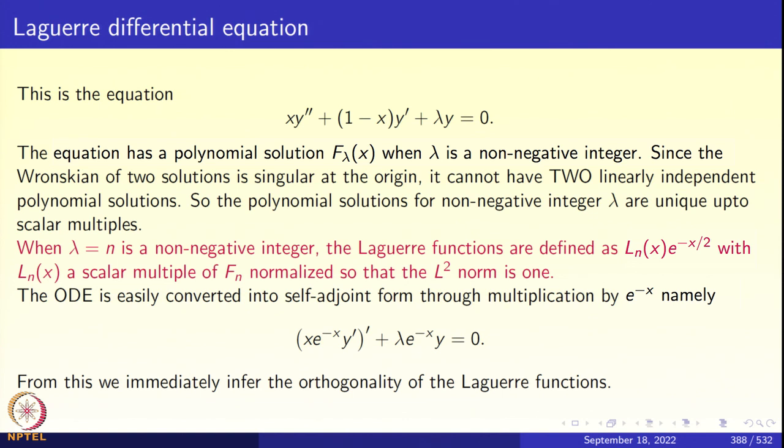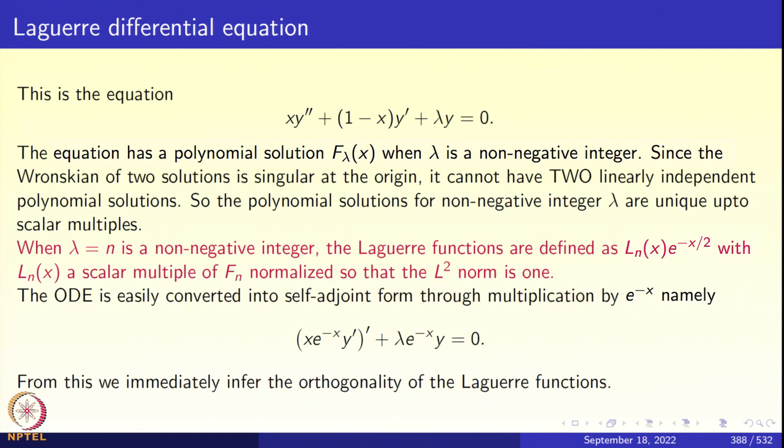So the differential equation, the Laguerre differential equation, is what you see displayed here: x y double prime plus (1 minus x) y prime plus lambda y equal to 0. The equation has a polynomial solution when lambda is a non-negative integer. Again, since the Wronskian of two solutions is singular at the origin, it cannot have two linearly independent polynomial solutions. So the polynomial solutions which exist for non-negative integer lambda are unique except for scalar multiplications.